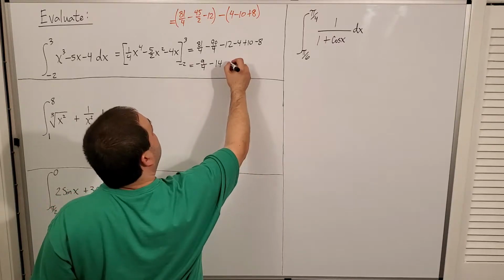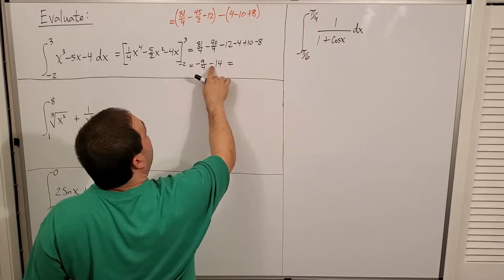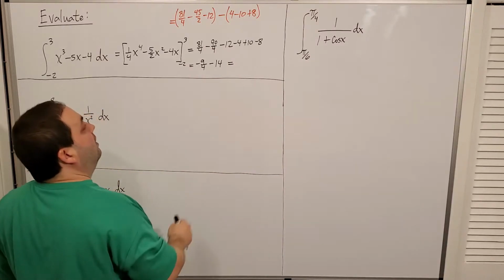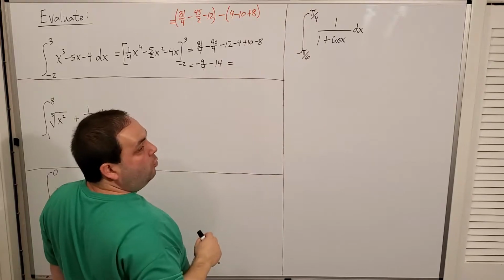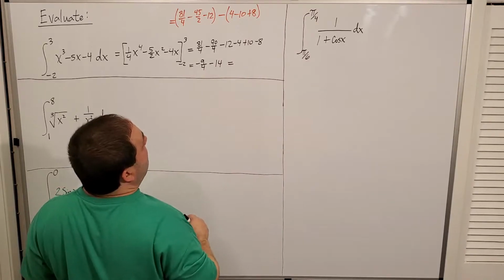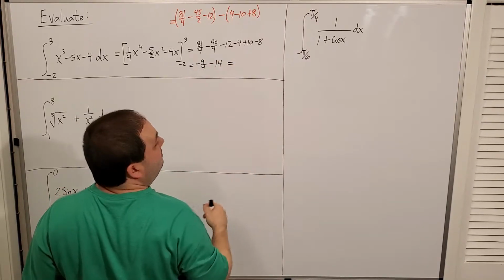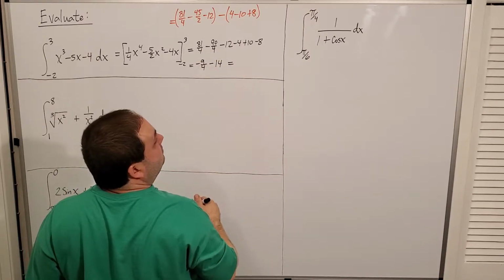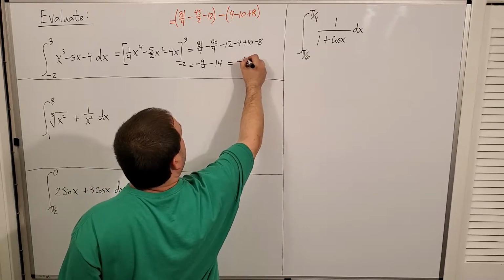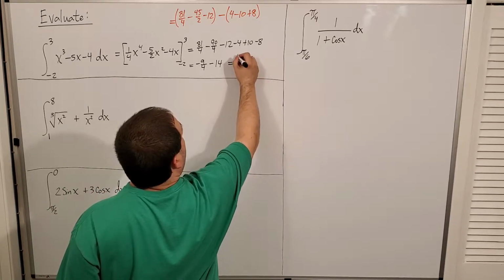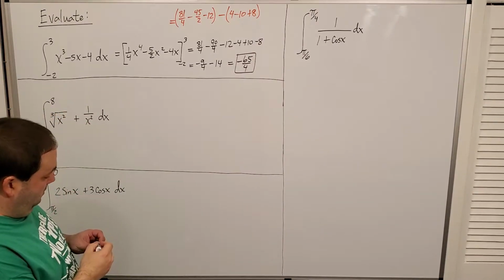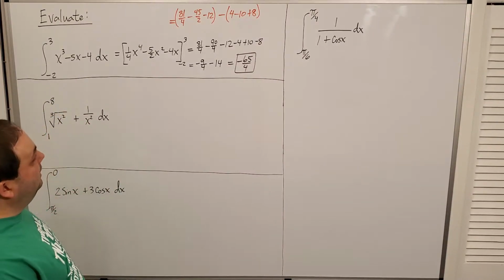Okay, so since they're both negative, I will be adding these together and keeping the negative. 4 times 14 is the same thing as 7 times 8, right? 56. And then plus the 9. So negative 65 over 4. Okay? No big. Plugging in a bunch of numbers.